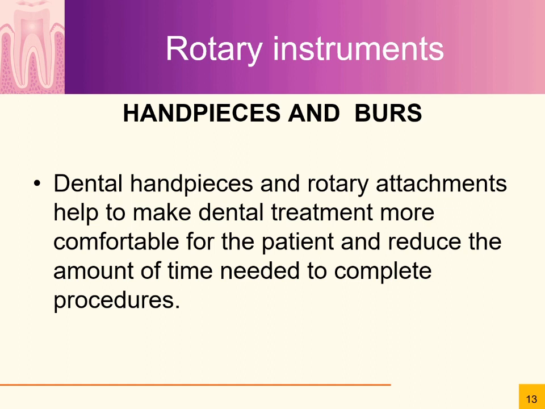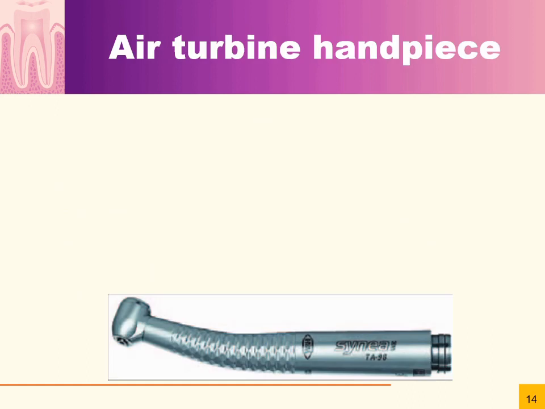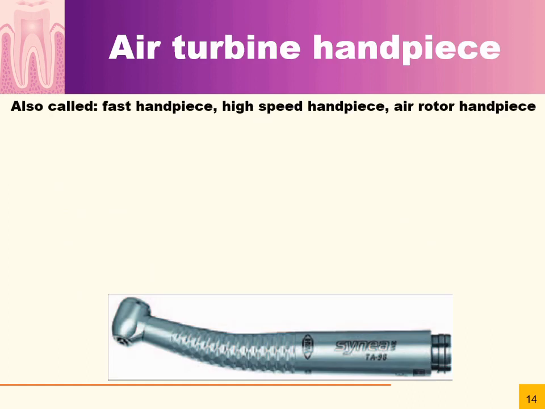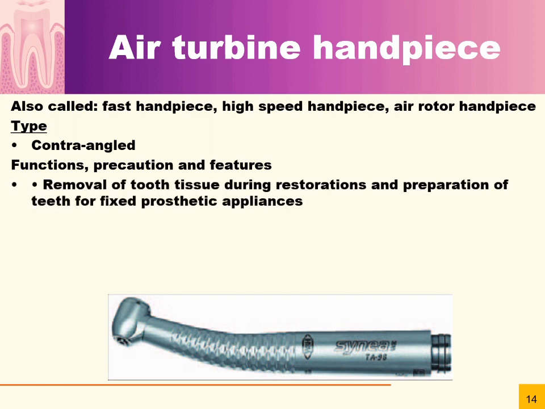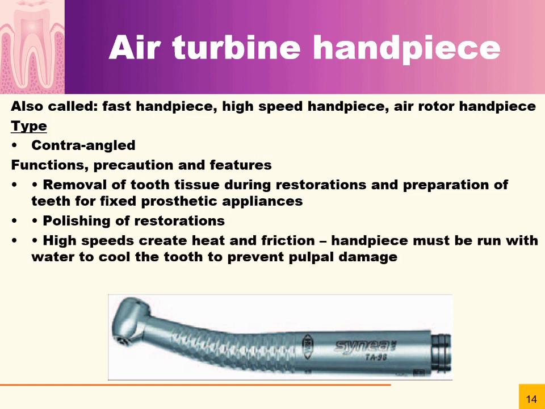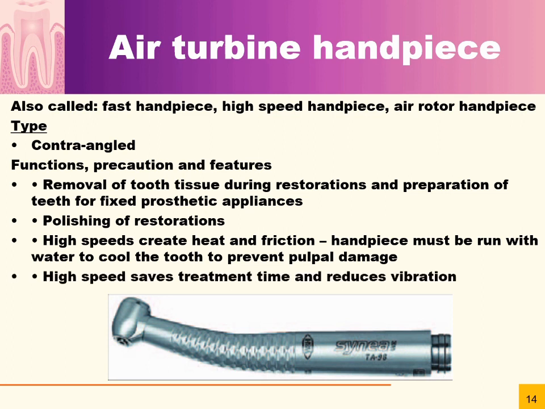Rotary instruments. Handpieces and burs. Dental handpieces and rotary attachments help to make dental treatment more comfortable for the patient and reduce the amount of time needed to complete procedures. Air turbine handpiece, also called fast handpiece, high-speed handpiece, air rotor handpiece. Type: contra-angled. Functions, precautions and features: removal of tooth tissue during restorations and preparation of teeth for fixed prosthetic appliances. Polishing of restorations.